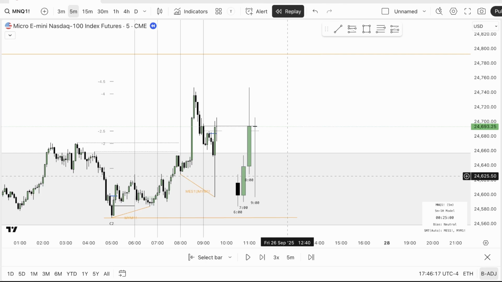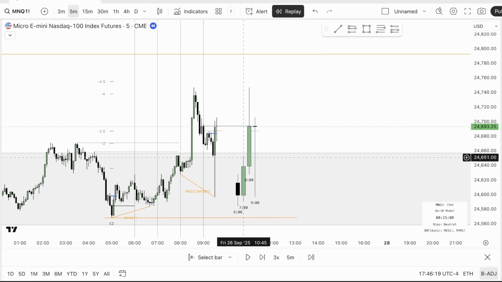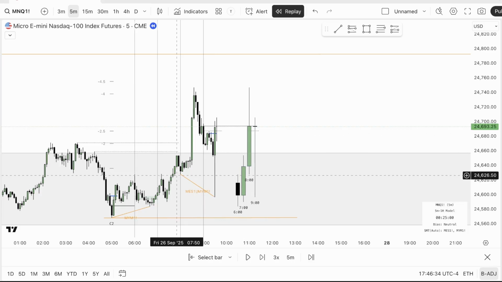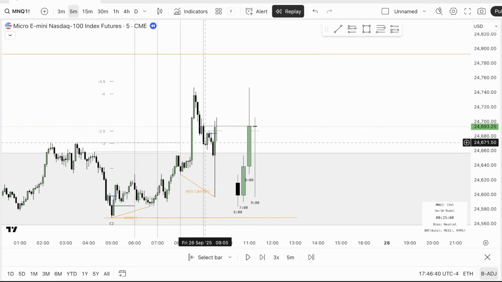So I was on NQ. Right here, I have it from this morning, Friday, September 26th. This is the 9:30 open. With the T-Trades fractal model indicator, we have an SMT with ES and YM right here. We have a change in state of delivery. So initially, I wanted to target this Asia high.